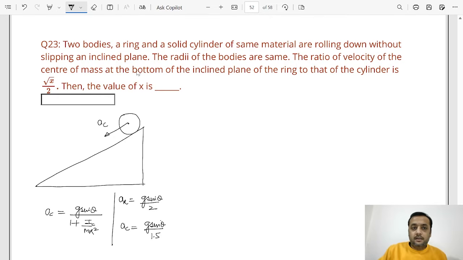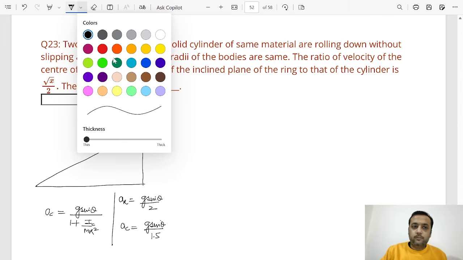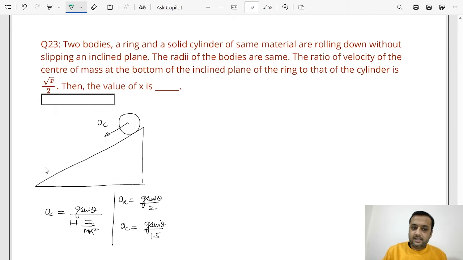Now we have to find the ratio of the velocity of the center of mass at the bottom for the ring to the cylinder. Both bodies accelerate at a constant acceleration. Let us say both have a displacement of L. So the center of mass in both cases displaces by L. We can use Vc square equals Uc square plus twice Ac into displacement. Uc is 0 for both, so Vc will be the square root of 2 Ac into displacement.